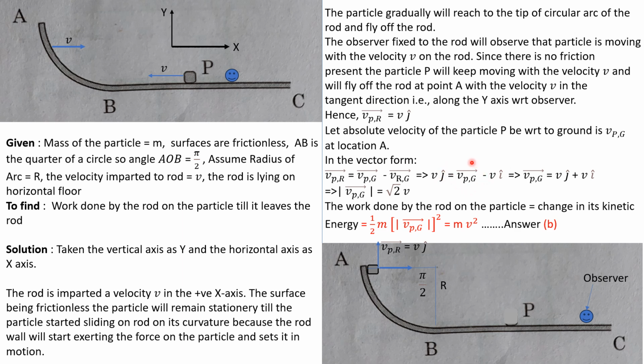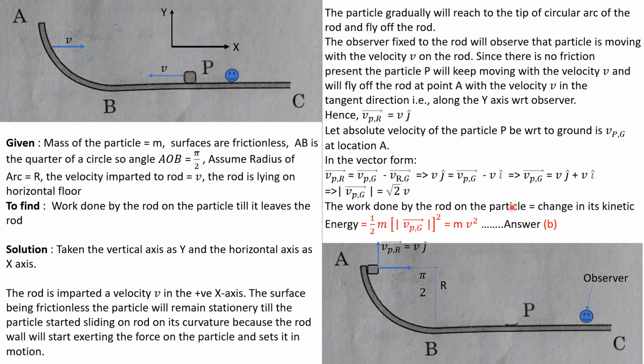We are interested in the velocity of particle with respect to ground because we have to calculate the change in kinetic energy of the particle. And velocity of rod with respect to ground is V in the I direction, that is the X direction, where I is the unit vector in the X direction. So VPG will be this, and when we calculate the modulus of it, it will come square root of 2 into V.